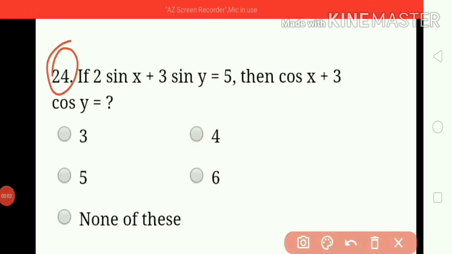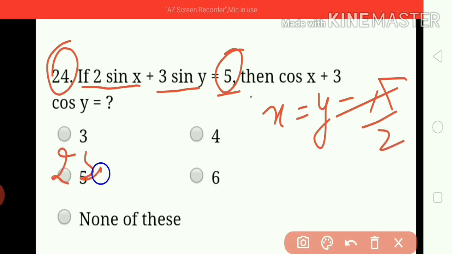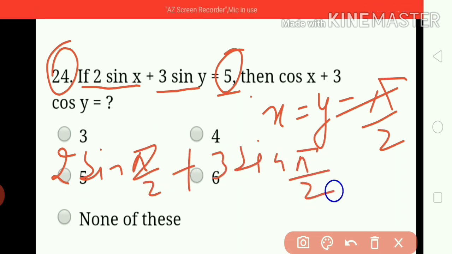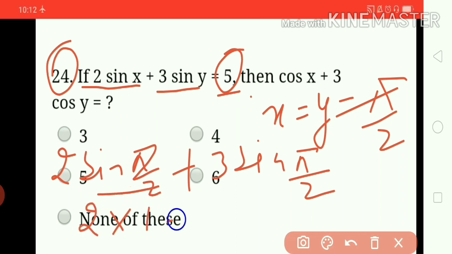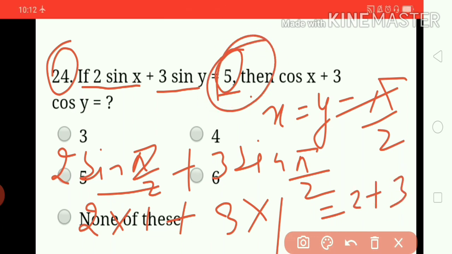Now question number 24. If 2 sin x plus 3 sin y equals 5, we have to check the angles x and y so that the resulting number will be 5. So let me take x and y both as pi by 2. Pi by 2, you know, is 90 degrees. So 2 sin pi by 2 plus 3 sin pi by 2. You know that at pi by 2, sin is 1. So 2 into 1 plus 3 into 1, you will get 2 plus 3, that is 5. So we can put the value of x and y both as 90 degrees or pi by 2.